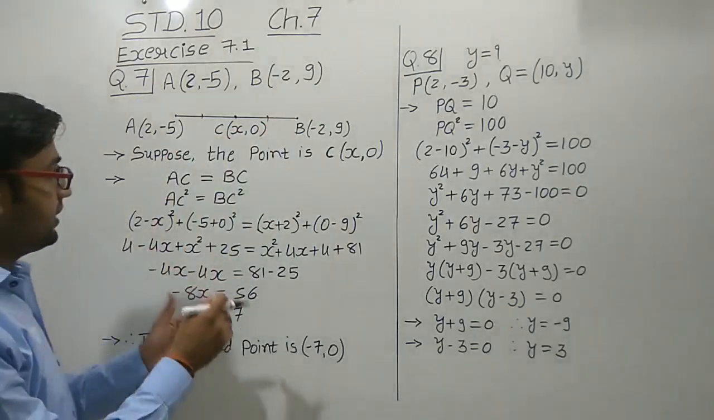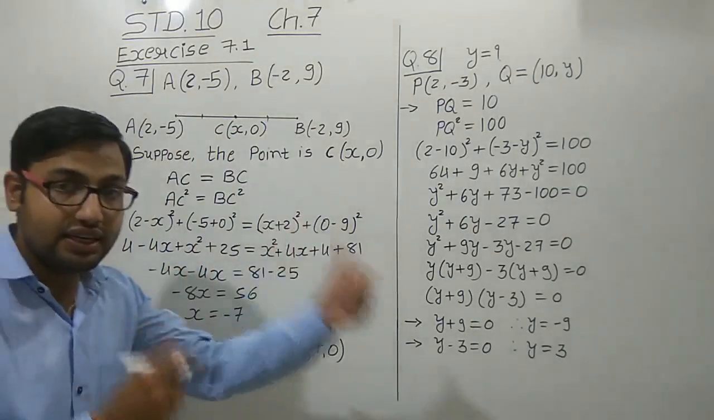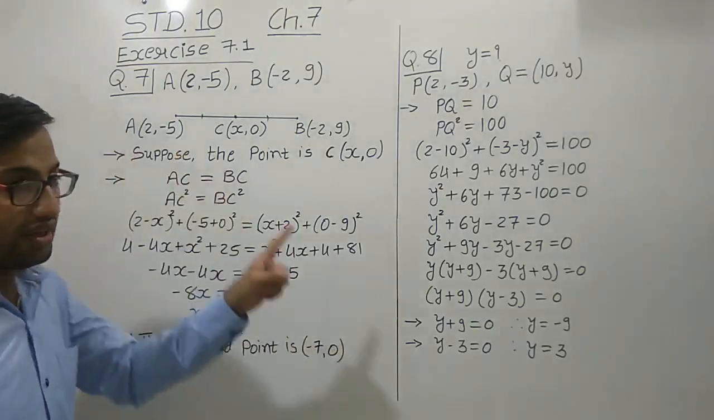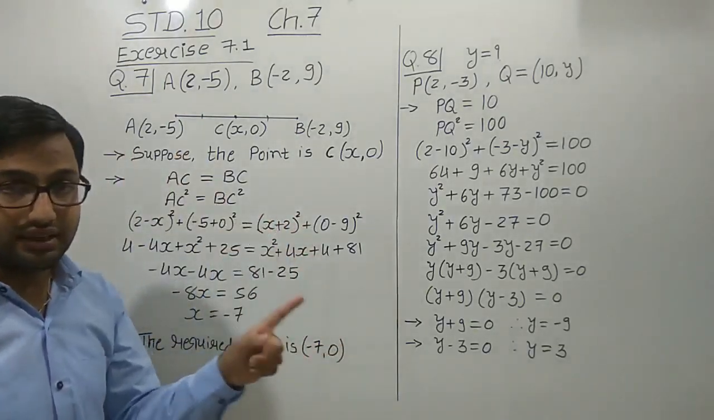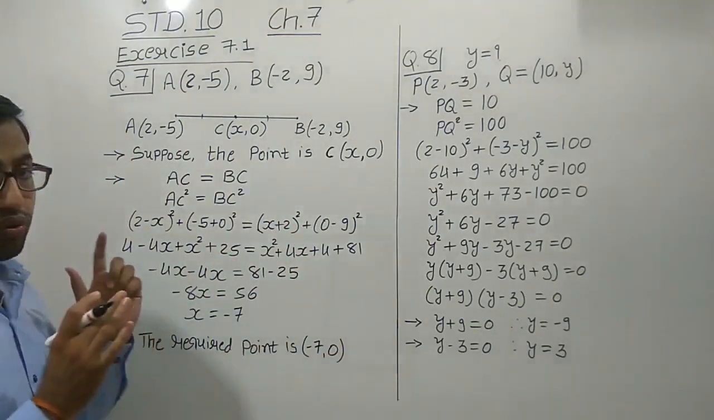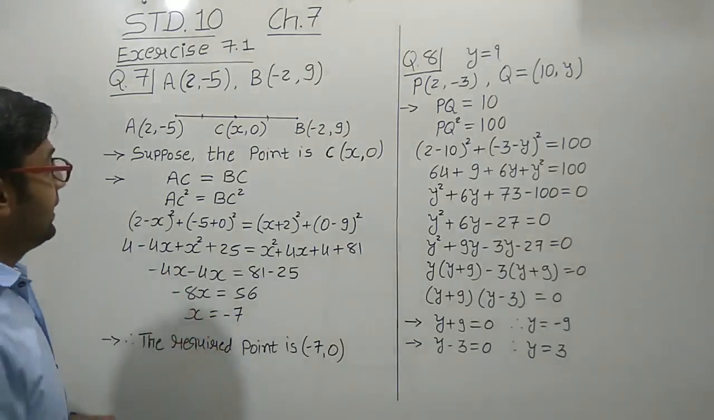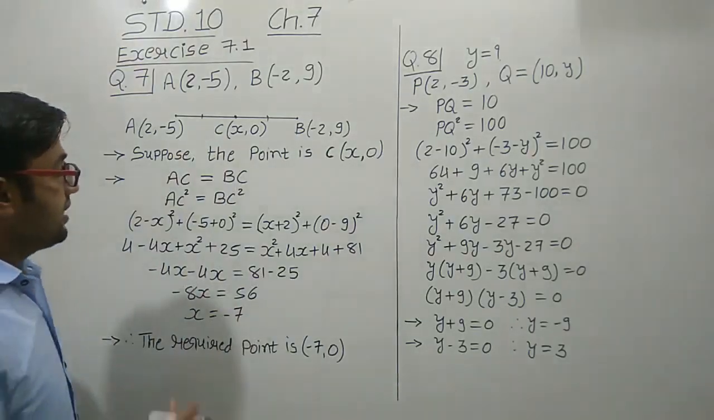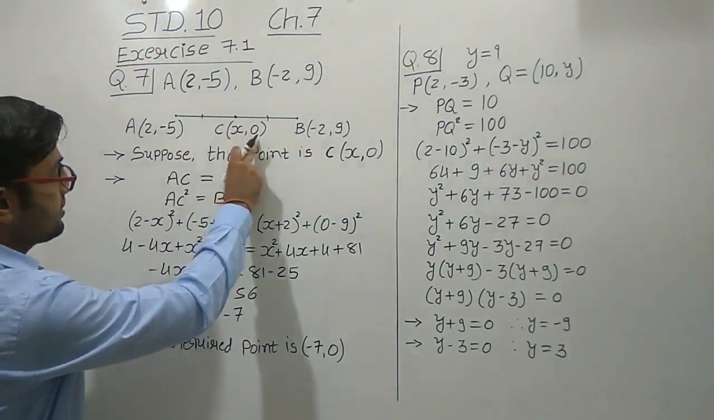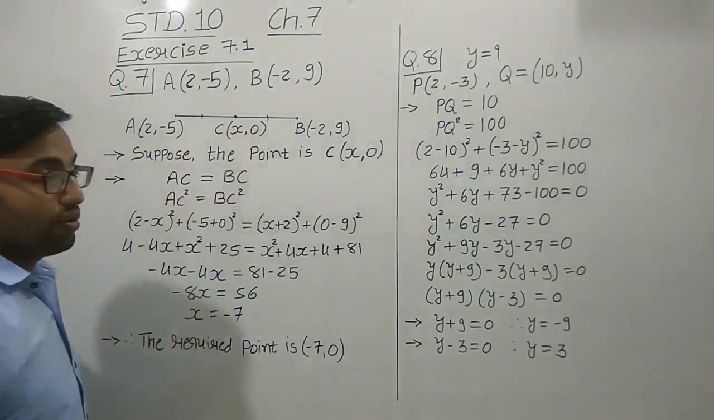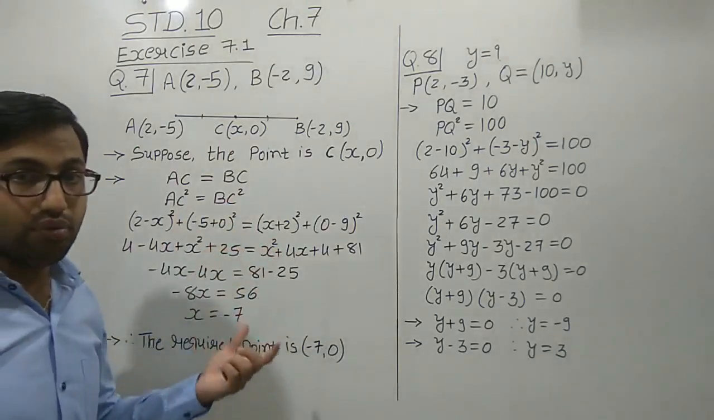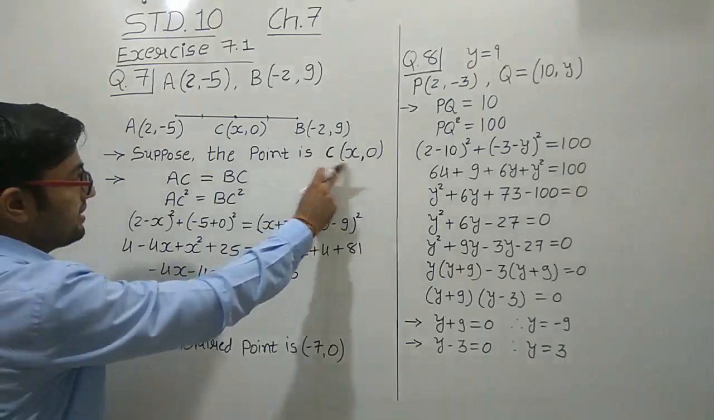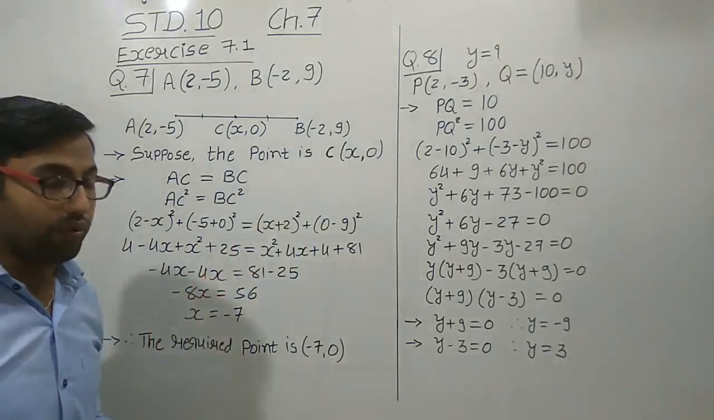Actually, I have taken all the 3 points as collinear, on the same line, but it is not compulsory that all the 3 points are on the same line, right? Okay, this is just to understand the situation. Now this point is on the x-axis, that is why its coordinates are x and 0. Y coordinate is 0 because the point is on the x-axis. So let's suppose the point is C (x, 0).